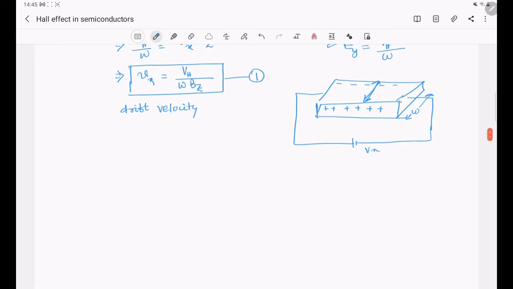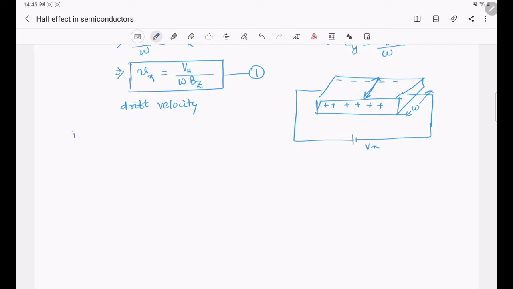Now we remember the expression for drift current density. So what is drift current density? This is J. The current is moving in the x direction, so it will be Jx. The drift current density is equal to e, and it is a p type semiconductor, so e into concentration of holes into mobility of holes, that is mu p, into the electric field due to this voltage. That electric field is towards the x direction. And what is drift velocity? Drift velocity Vx is equal to the product of mobility and the electric field.